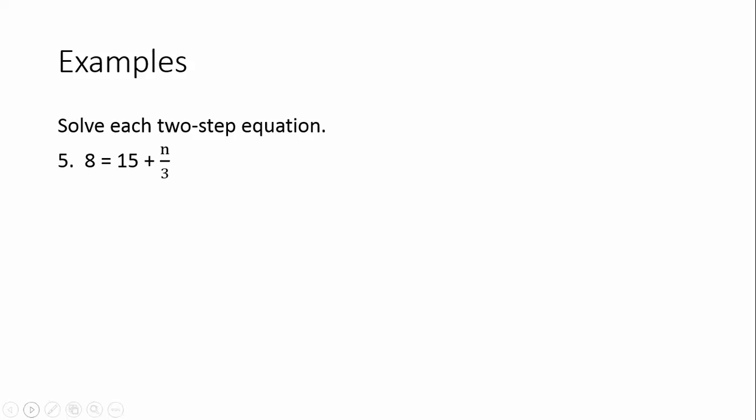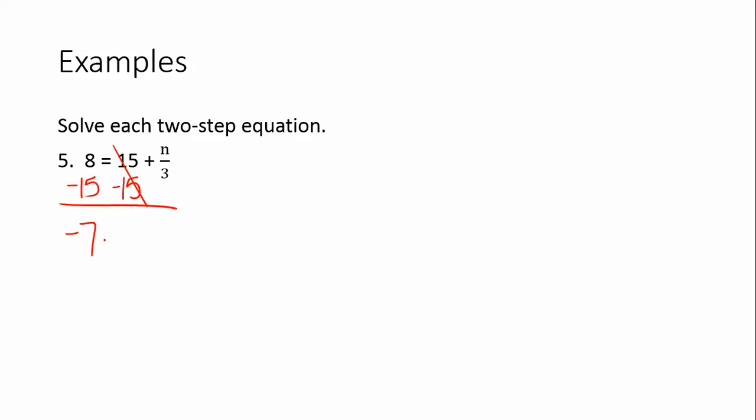Number 5, variables on the right-hand side, which isn't a big deal. We still undo the steps in the same order. So we're going to undo addition of 15. Now remember, it's not because you see a plus sign here. It's because the 15 is positive. We're going to subtract 15 from both sides.